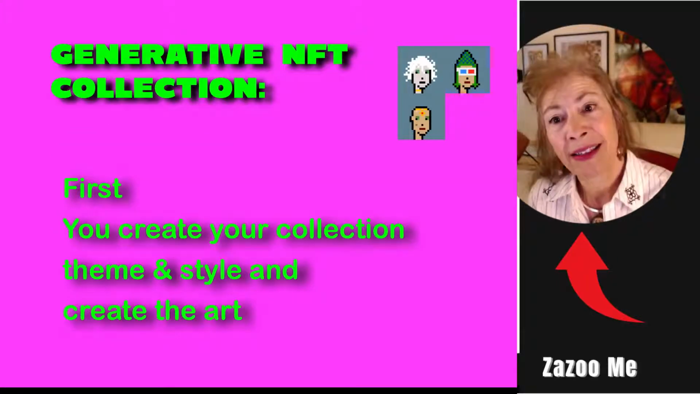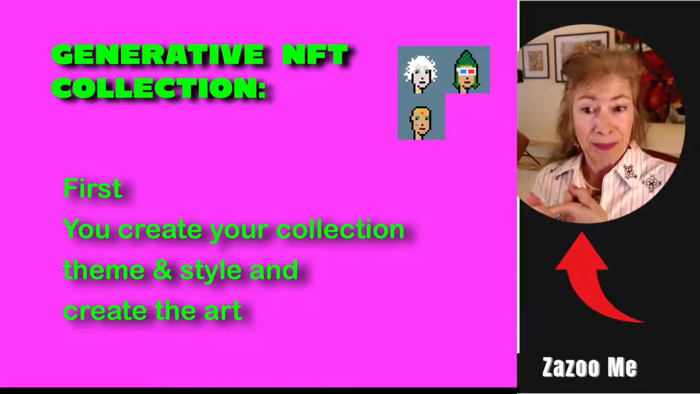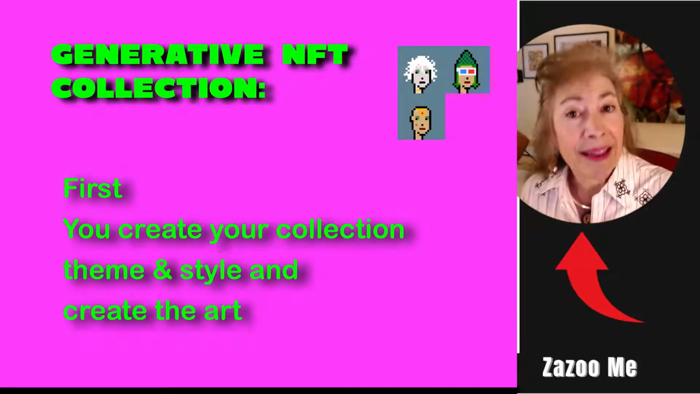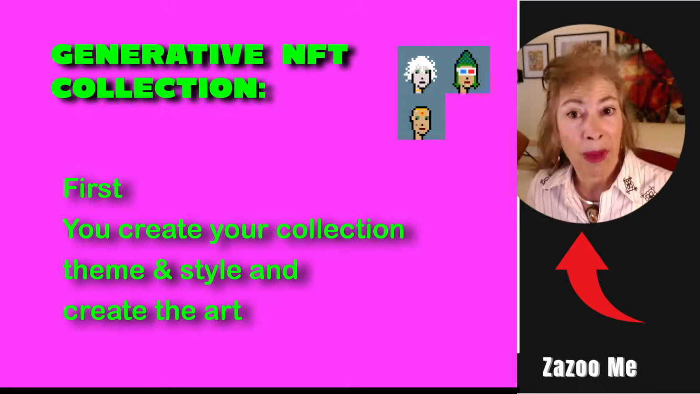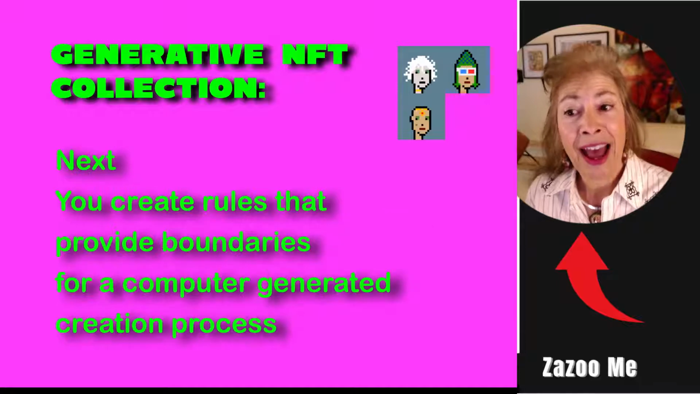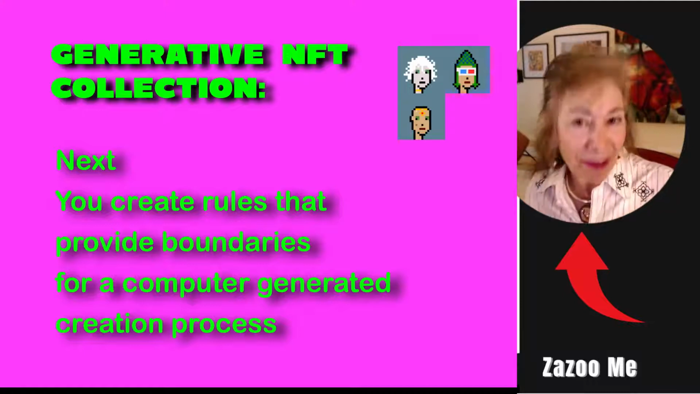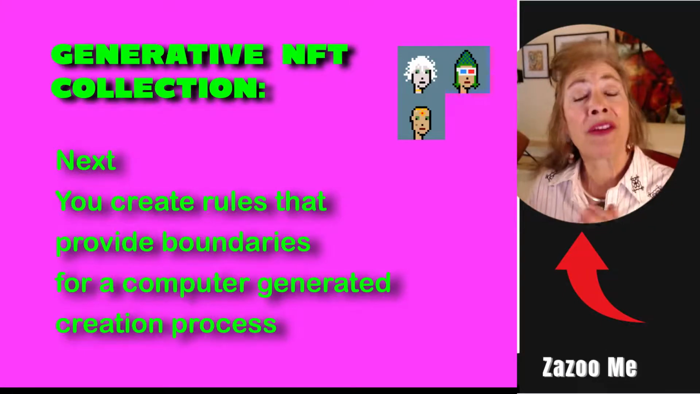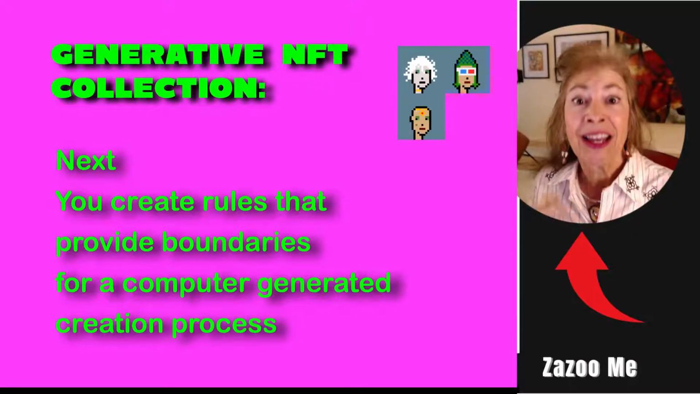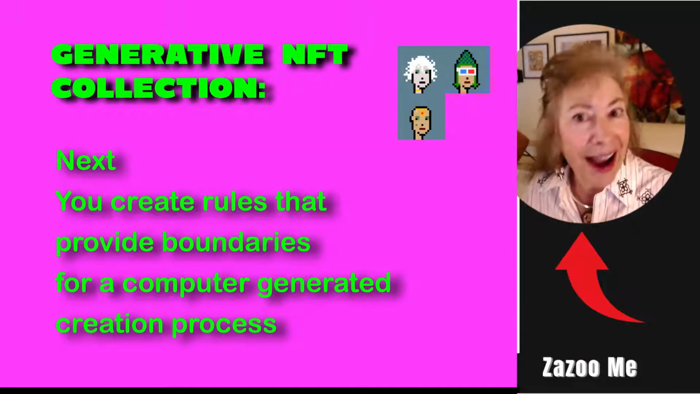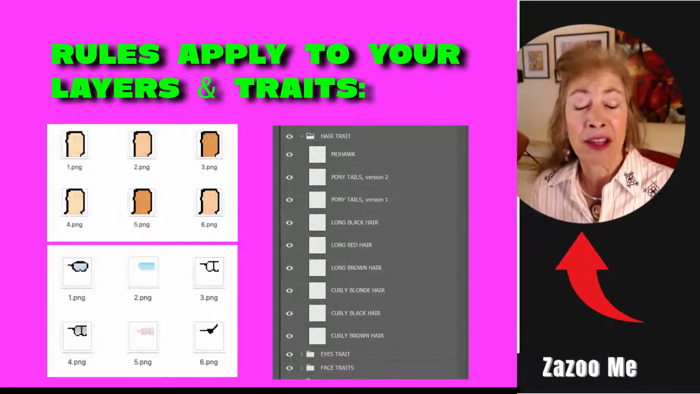And of course, I'm getting into that now. A generative NFT collection first needs a theme, needs a style, and needs artwork to actually become something. After that, there are rules, and rules are boundaries that you set for the software program's algorithm in order to generate your 1,000 or 5,000 or 10,000 different characters from the layers that you put in.